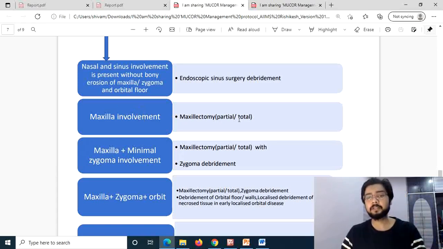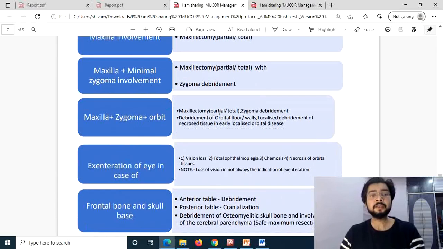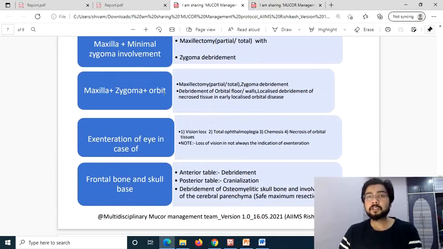So maxillectomy, either partial or total. If there is zygoma involvement, you have to debride the zygoma. If it is minimal, you have to remove that part, whatever is involved, right? So maxillectomy with zygoma debridement. If the orbit is also involved, then you have to do maxillectomy with zygoma debridement with debridement of the orbital floor, walls, localized debridement of the necrotic tissue in early localized orbital disease.